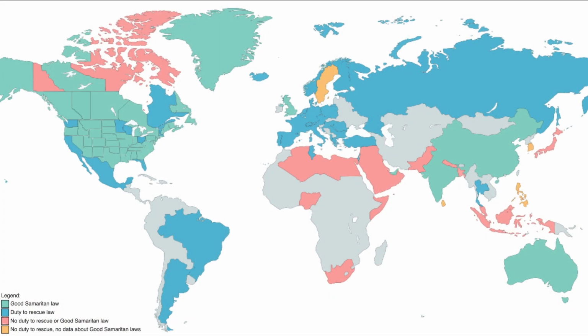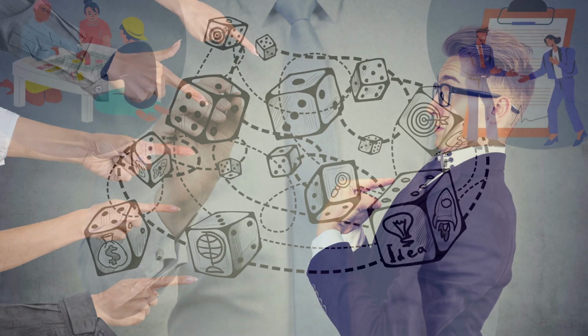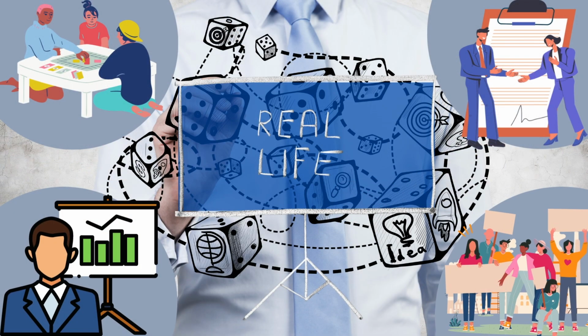And going one step further, some states have a reasonable requirement to provide assistance. Failure to do so might result in legal consequences. But that's just one example of how game theory can be used to explain why people fail to volunteer.